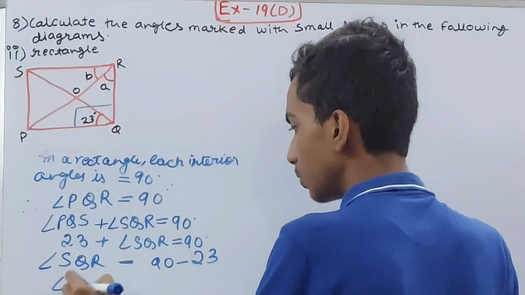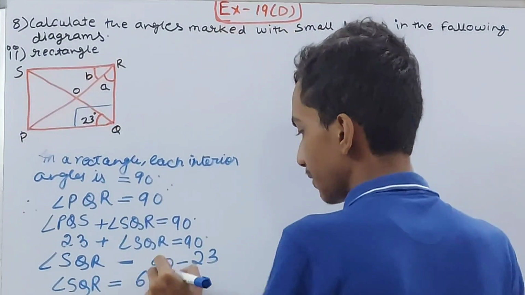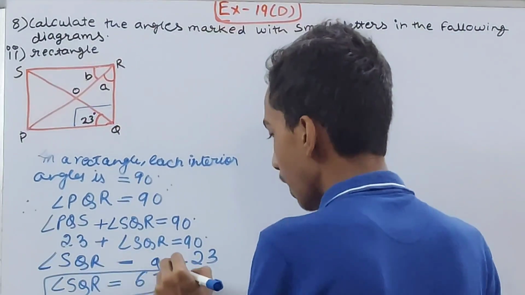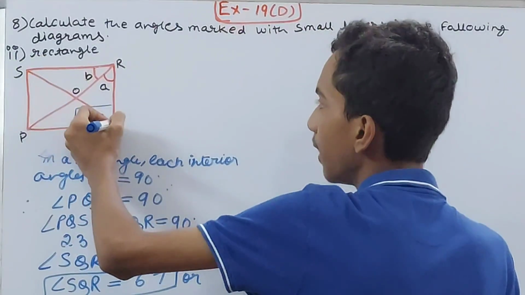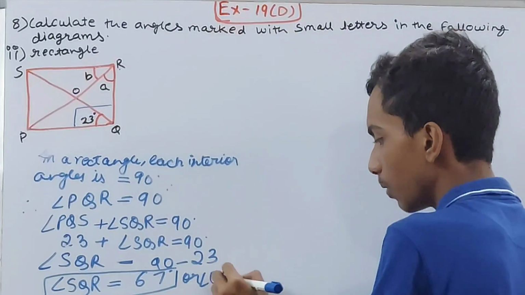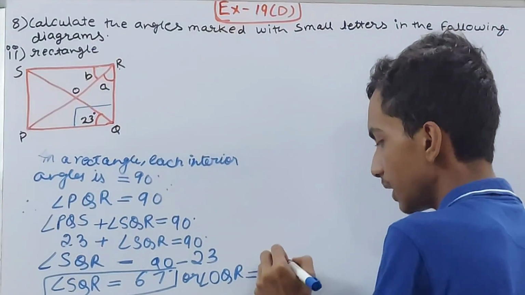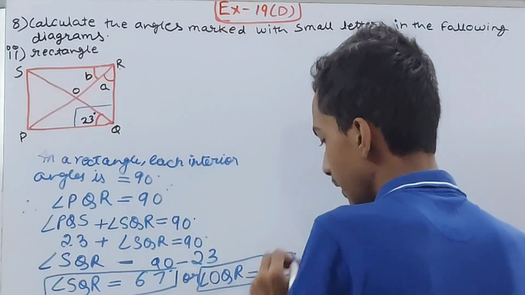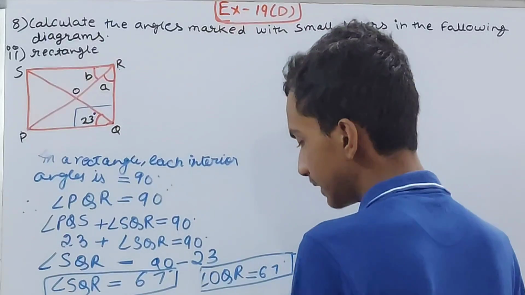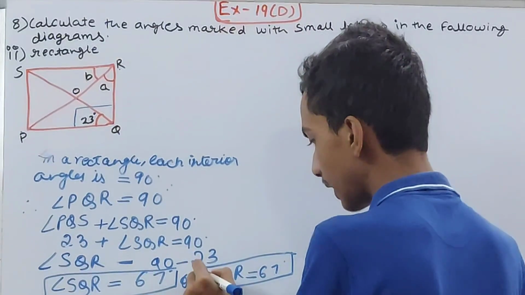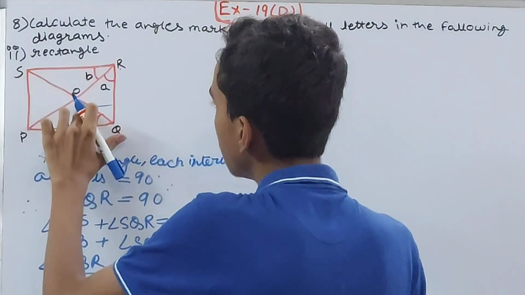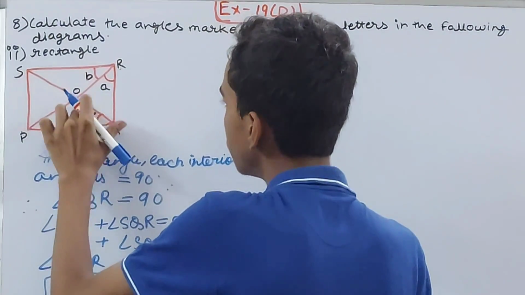Angle SQR is equal to 67 degrees, right? So we have taken out the value of SQR. Can I write SQR as OQR? Will it be wrong? No. Angle OQR is equal to 67 degrees. Both of them are same thing, right? So basically this part here, this SQR, that is 67 degrees, it is the same as angle OQR, so it is also 67. Now that means we know the measure of this part as well.